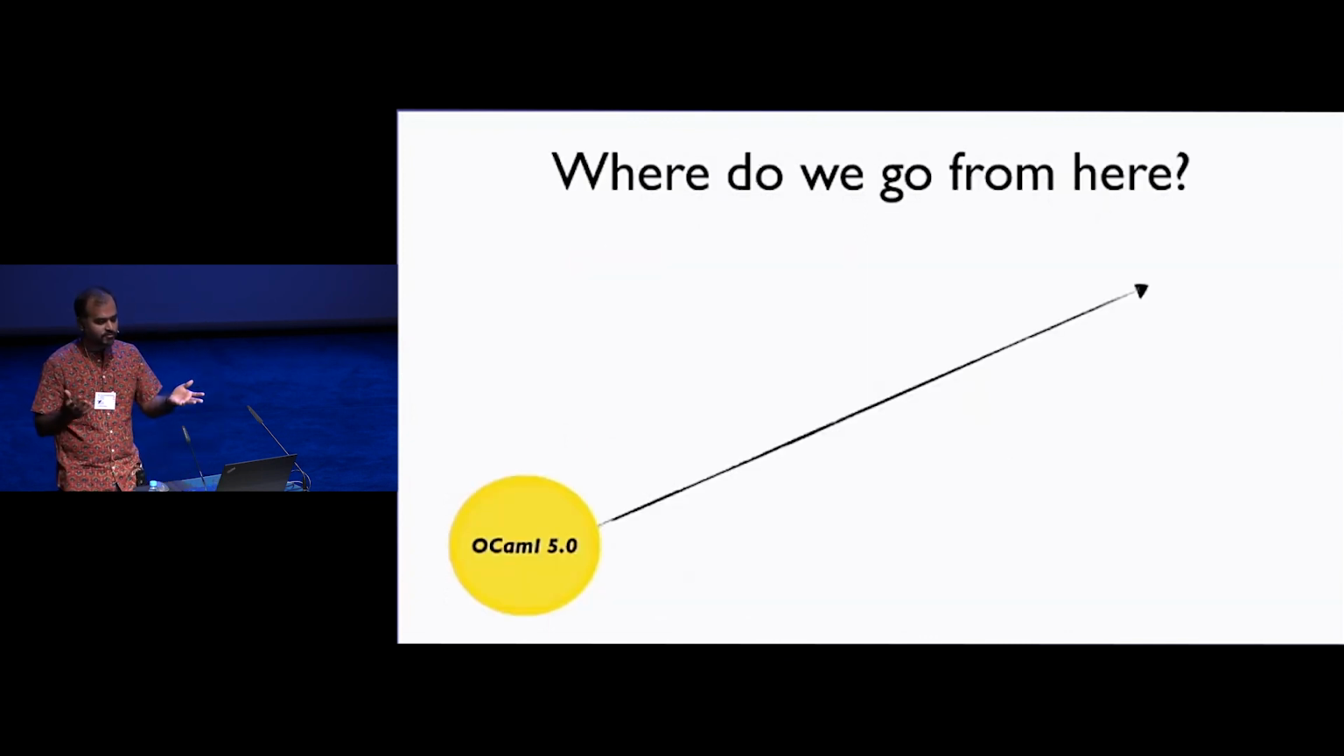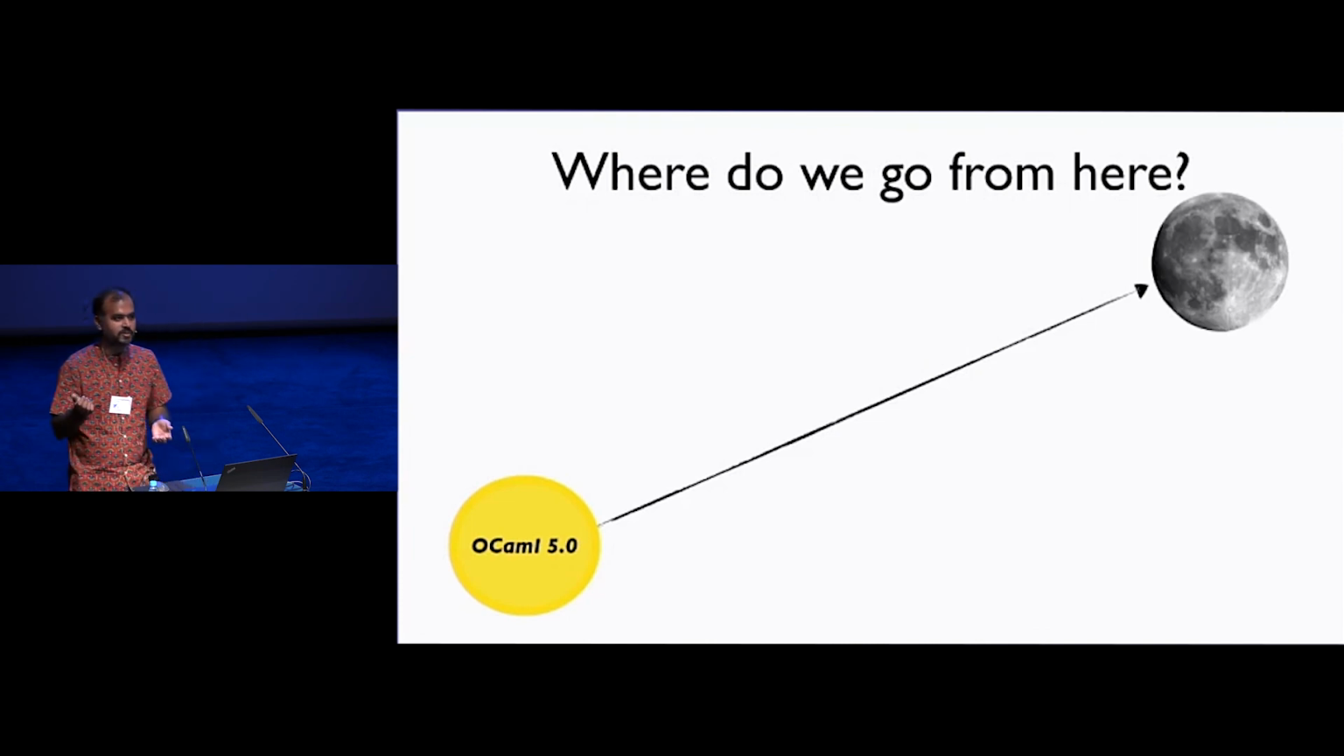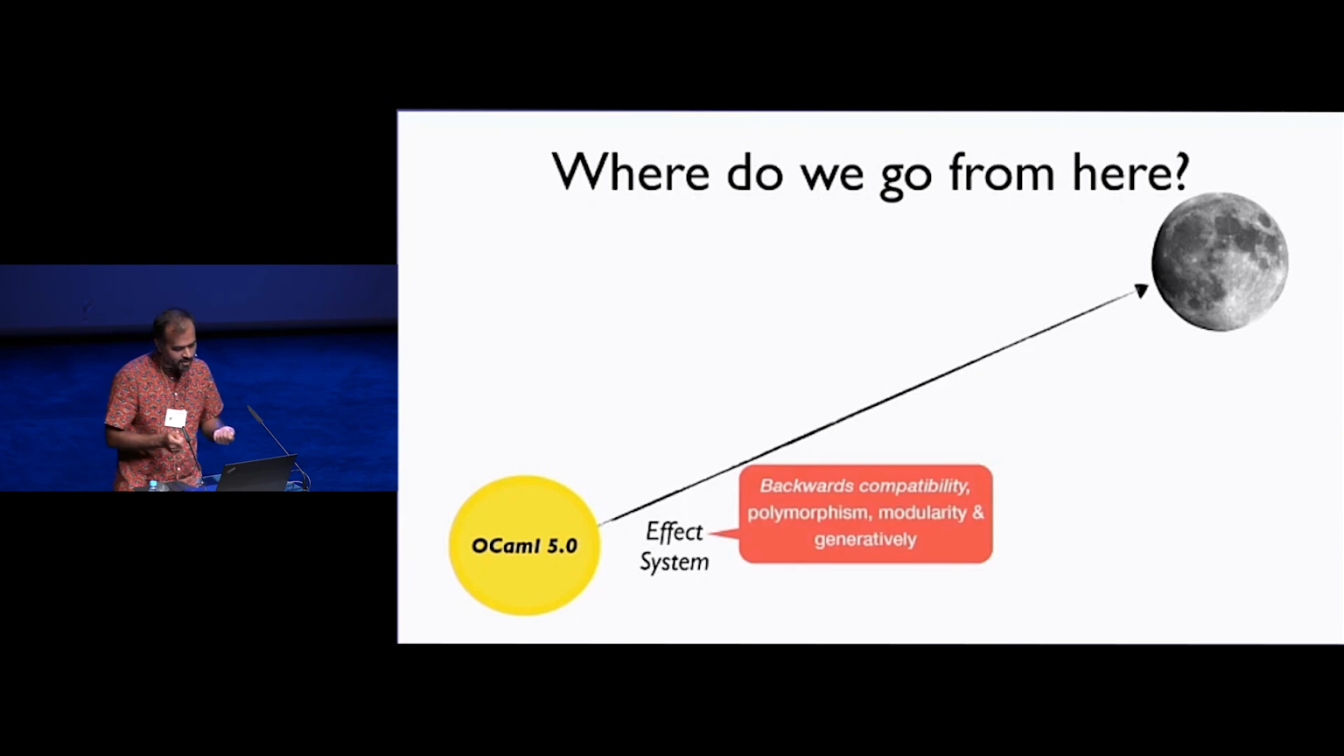So where do we go from here? Obviously to the moon, but how do we get there? So the first obvious thing might be that, hey, you should add an effect system to OCaml, right? But it's a lot of work. In a language which is as large as OCaml, you have to think about interaction of whatever feature you're adding with the polymorphism, modularity, and generativity features that you have already in the language. And then you have to do it in a backwards compatible manner as well. This is quite a tall order. I'm not an expert on effect systems, but I'd be very happy if somebody took this up.